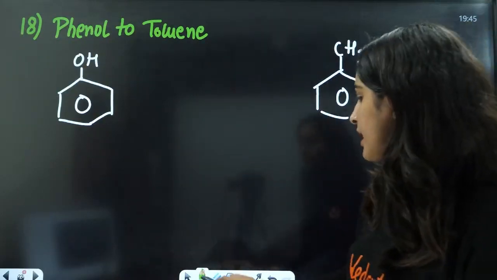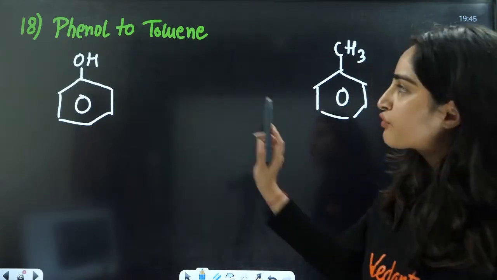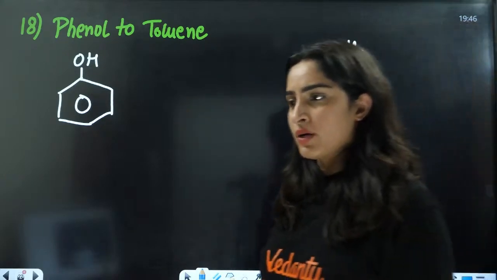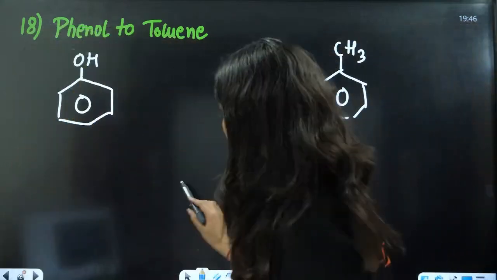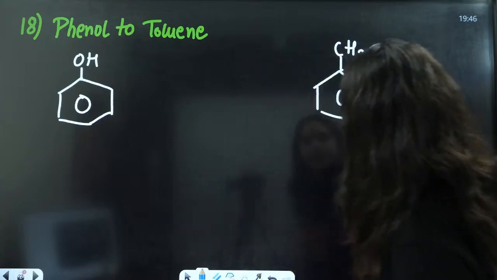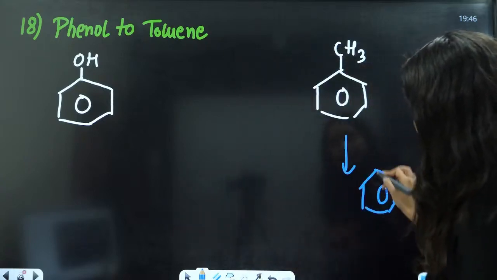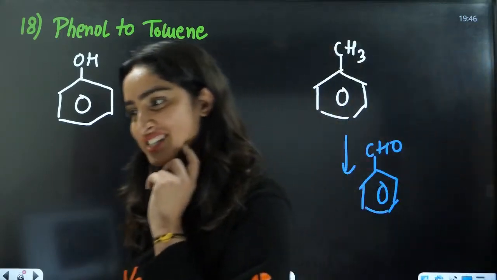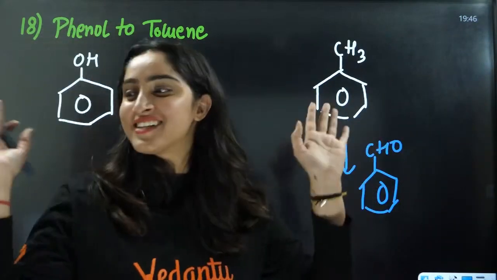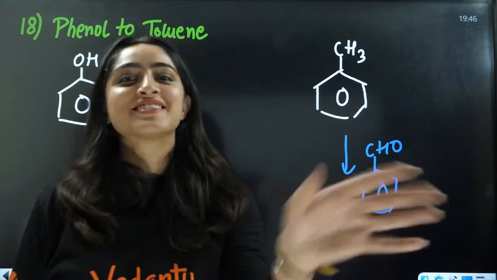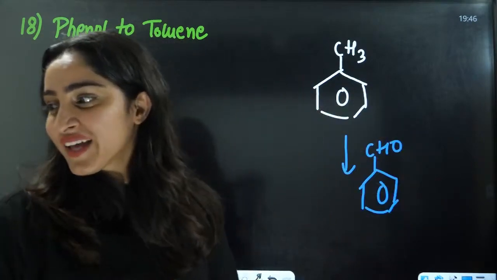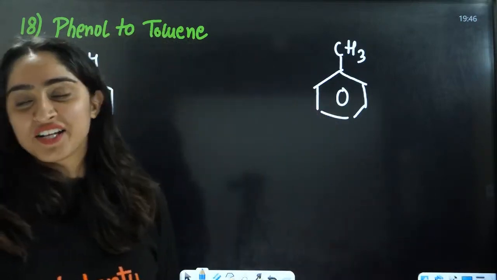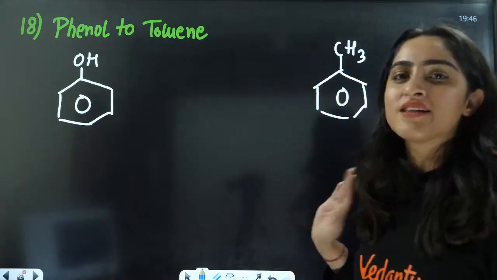No, no. Etard reaction you have to convert this phenol to toluene? No. That is toluene to CHO. Etard reaction is toluene to benzaldehyde. That is Etard's reaction. This is not Etard's reaction. Etard's reaction is toluene to benzaldehyde.